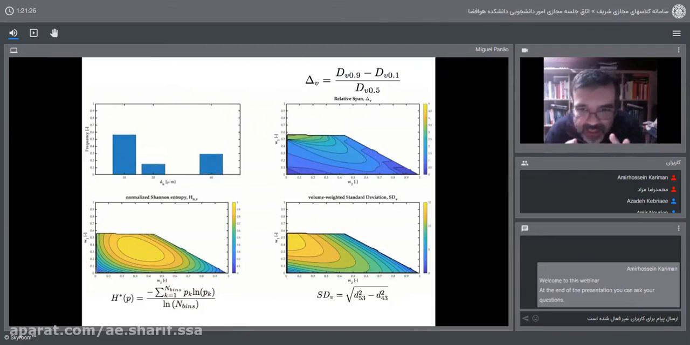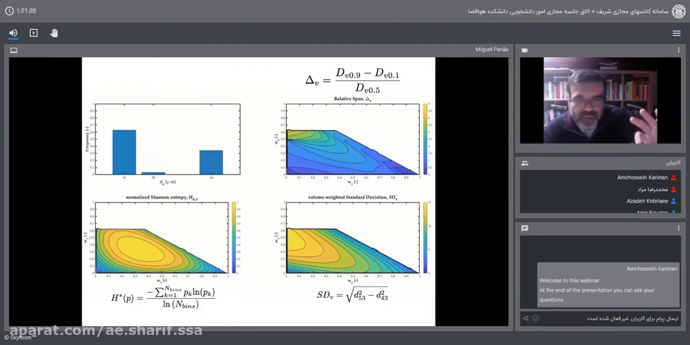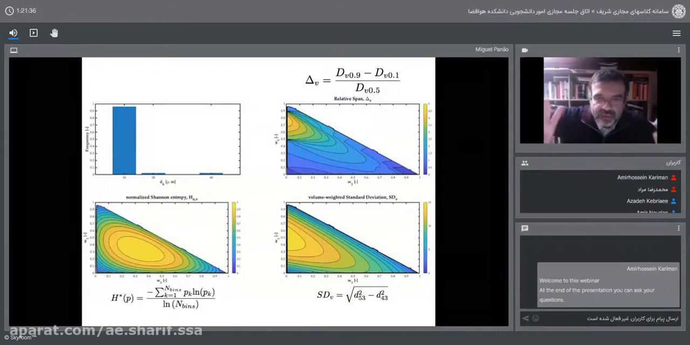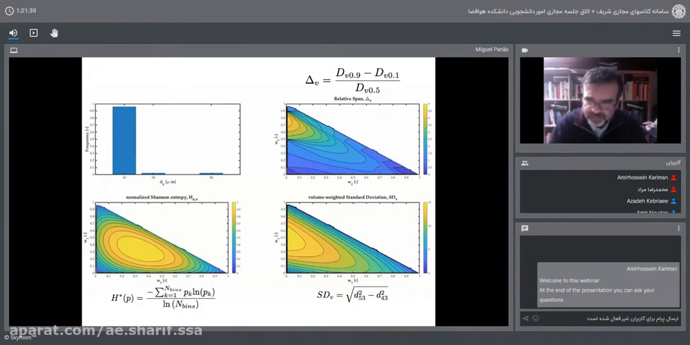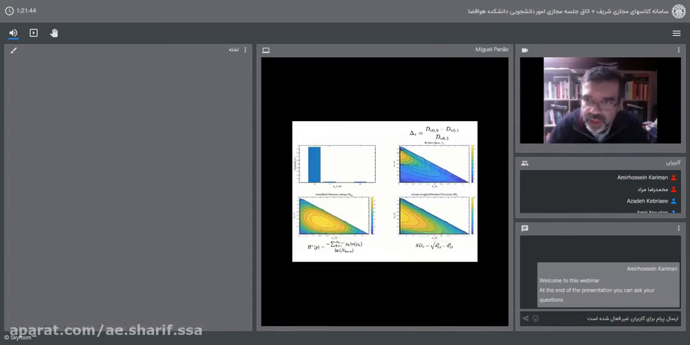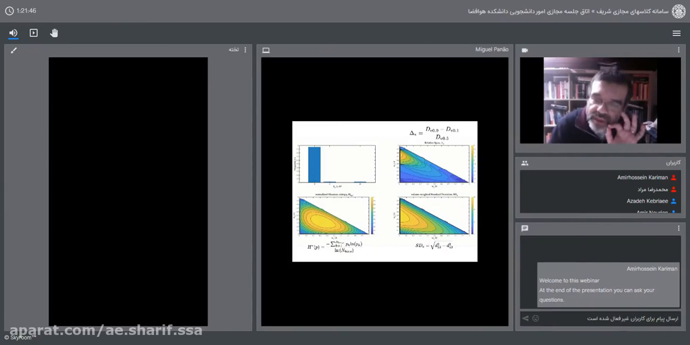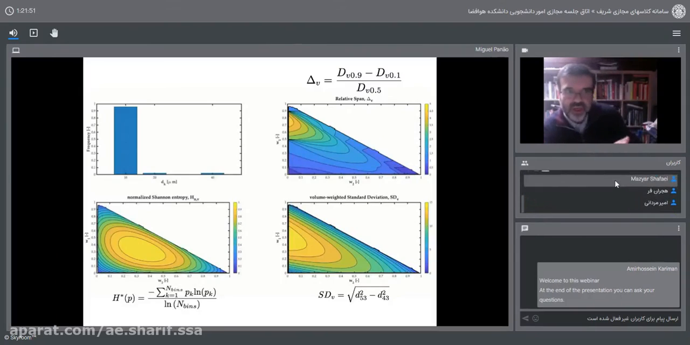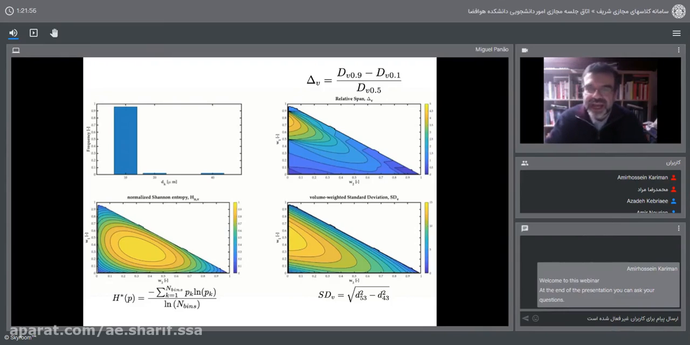It is maximum when I have almost half of 10 micron droplets, almost no 20 micron droplets, and probably half of 40 micron droplets. And I noticed that the relative span has a pattern very similar to the volume-weighted one, and I understand that because it depends on the sizes of droplets, while the normalized Shannon entropy only depends on the probabilities, right? However, I don't understand why the relative span has a maximum around 70%.